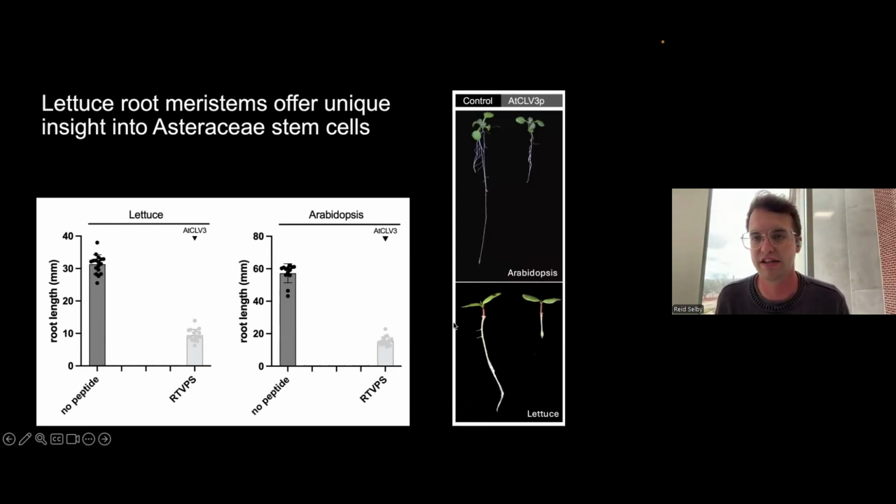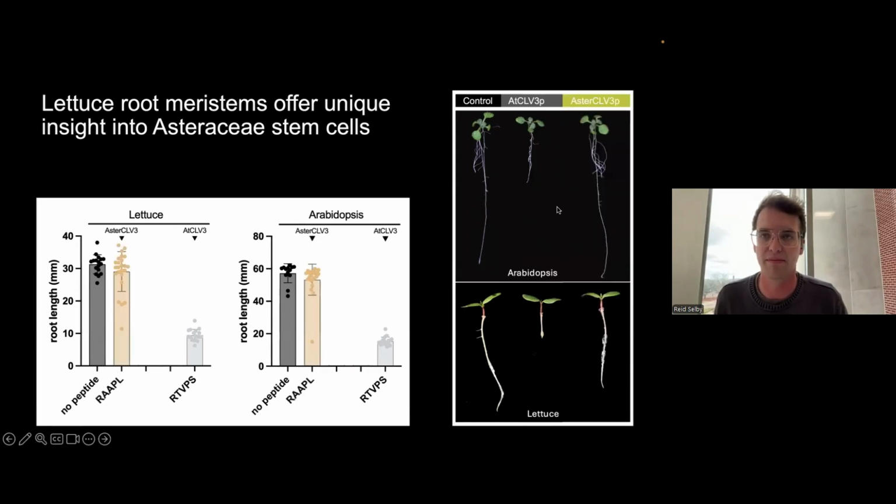because CLAVATA signaling controls the number of stem cells in meristems, if you turn up CLAVATA signaling in a root meristem, it essentially reduces the length of the root due to a decrease in the number of stem cells. And so if you grow both Arabidopsis and lettuce seedlings on media containing the Arabidopsis ortholog of CLAVATA3, you see a significant reduction in root length.